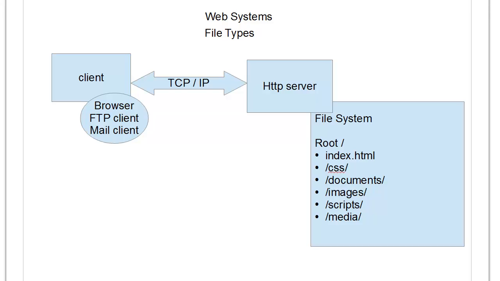PDFs are a real common form, so you can have documents in there. You can have images. On the web, the accepted image types that are going to be available to all the browsers are JPEG, GIF, and PNG, and those are the three standard image types that we use.